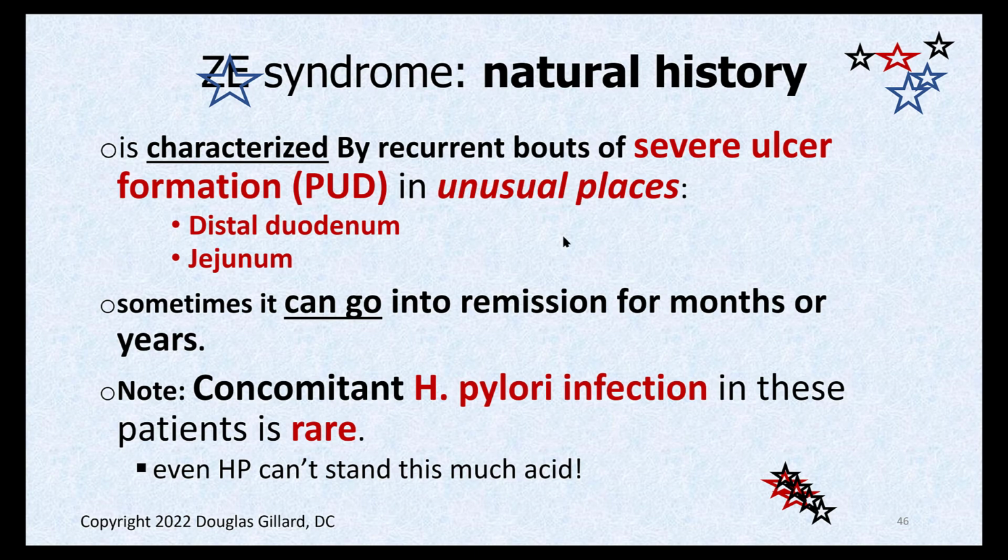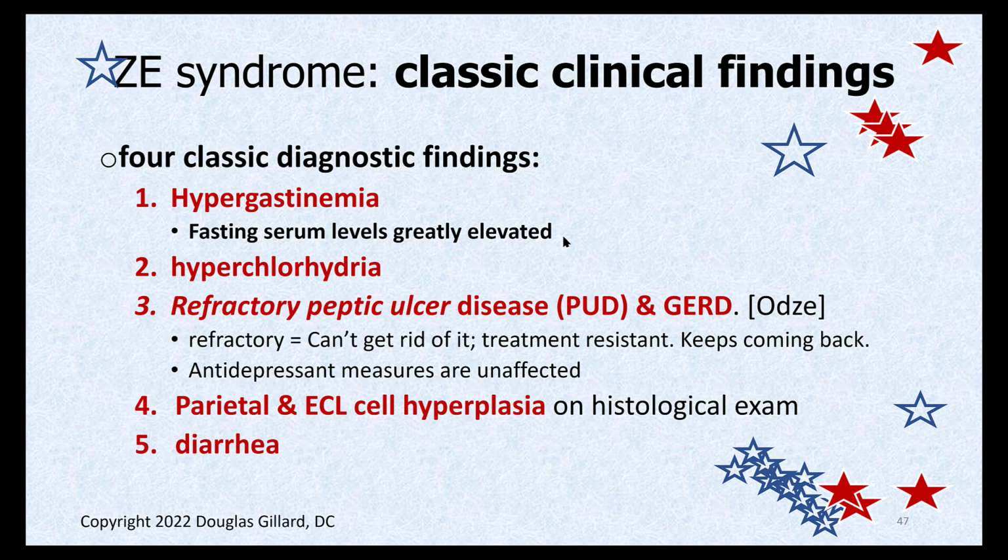The only good thing about the disease, and I could ask you this on the test, we're going to talk a lot about H. pylori, which is a menace. The number one cause of chronic stomach pain is an infection with H. pylori. But people with ZE syndrome do not have H. pylori because the acid levels are even too much for that bug to handle, and it kills them. So ZE patients don't have H. pylori.